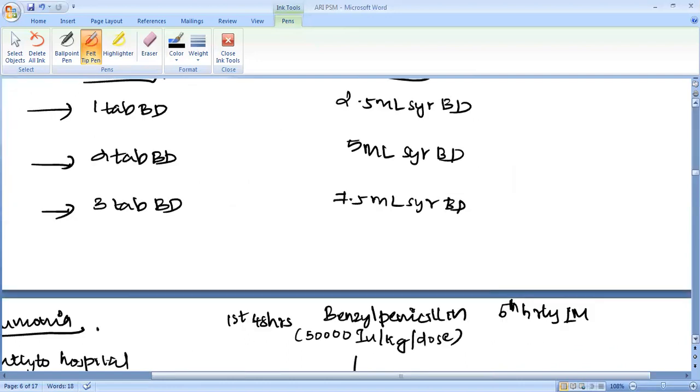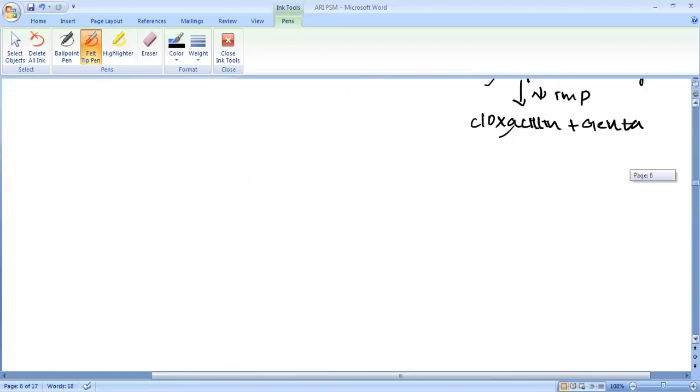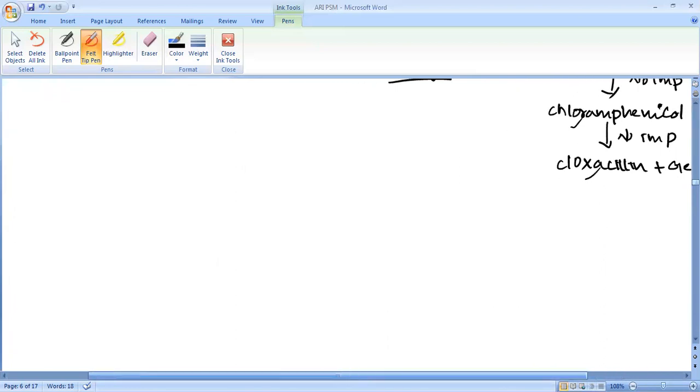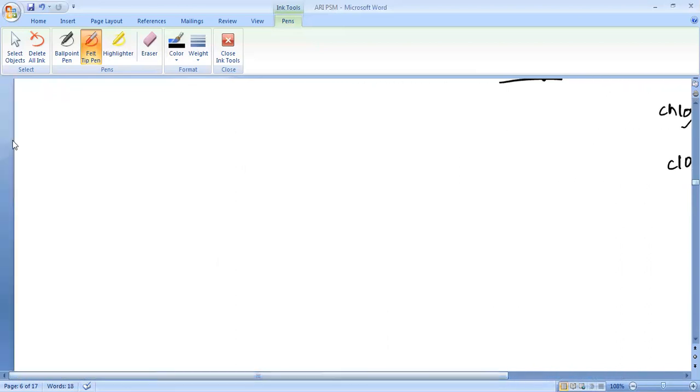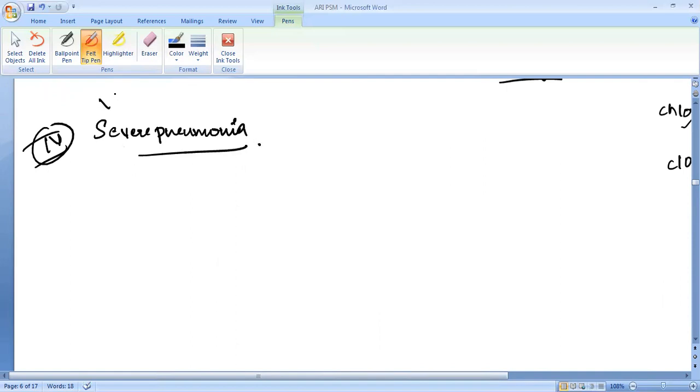Now we are moving to the management of severe pneumonia. So how to manage a case of severe pneumonia? Severe pneumonia, very severe pneumonia, severe not very severe pneumonia. If it is very severe pneumonia, again we have to refer urgently to a hospital.